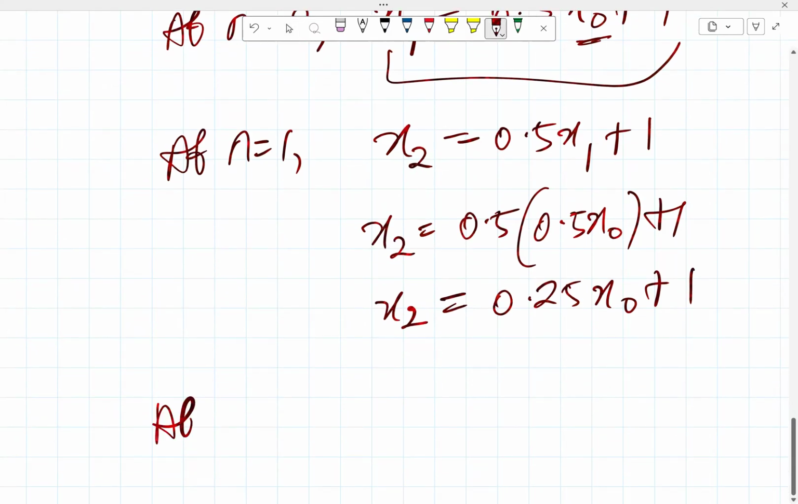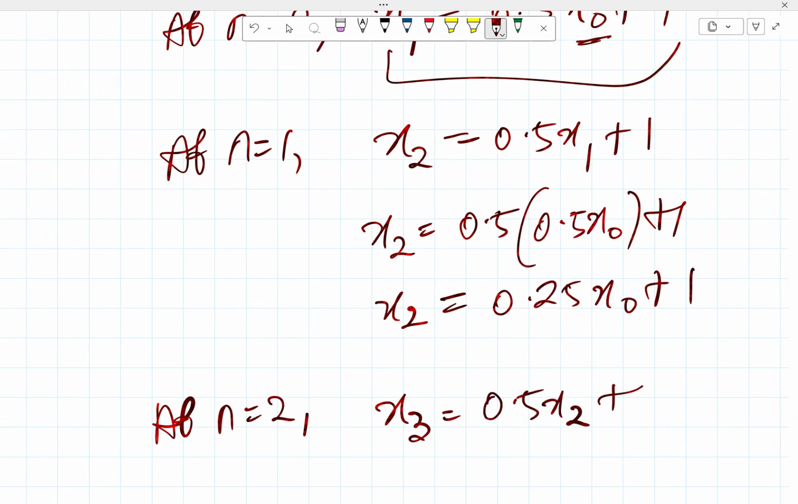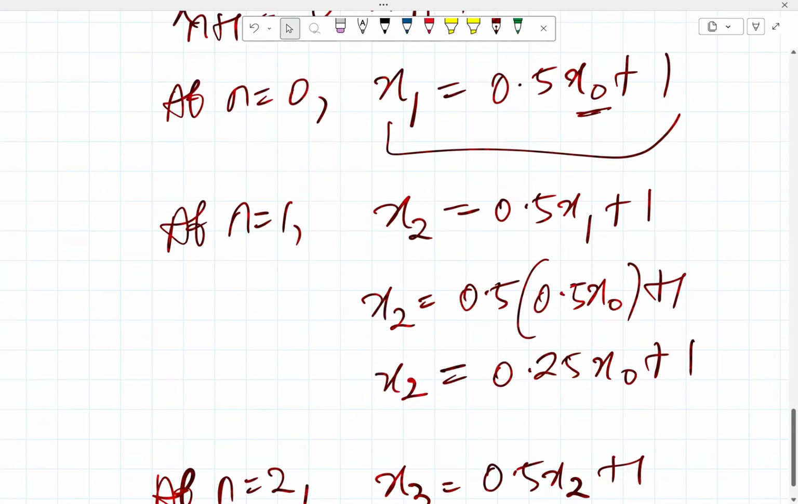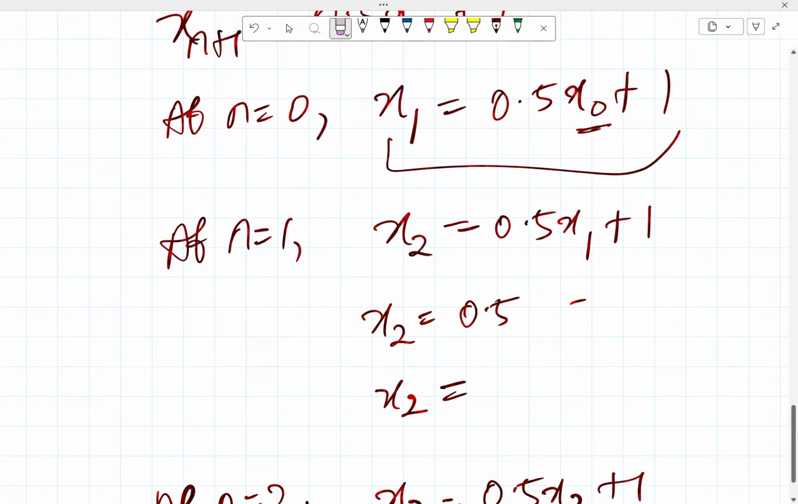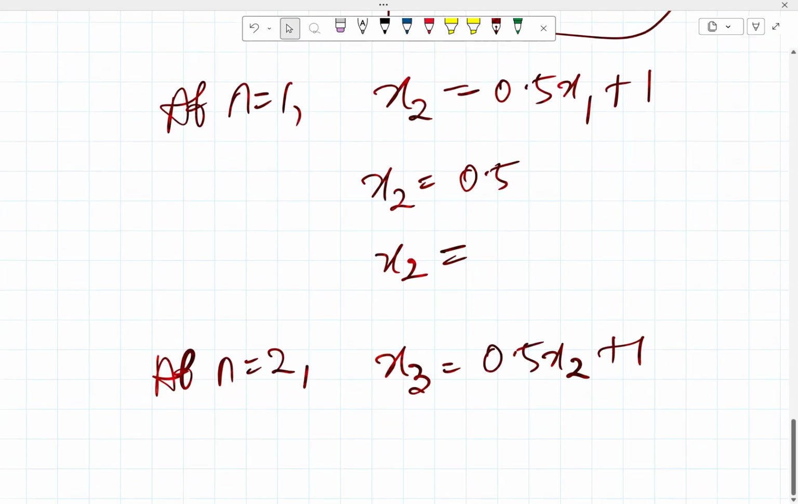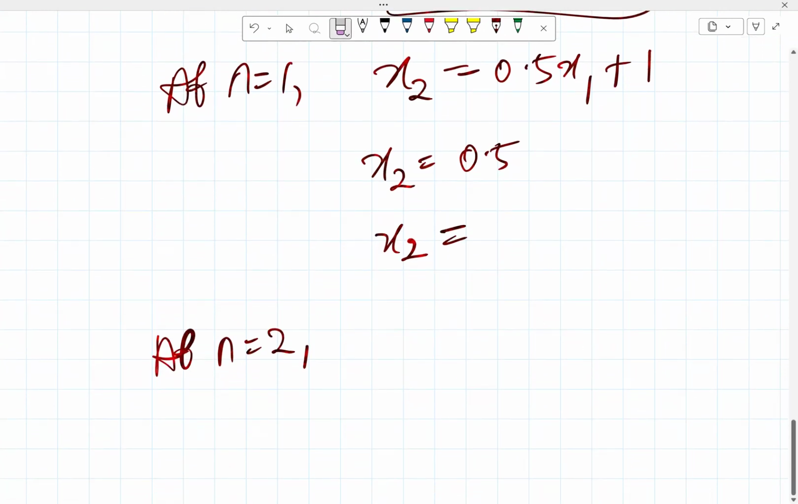So if I now go for n equals 2, what happens? It means that x3 is equal to 0.5 x2 plus 1. And then that means, oh, what did I even do here? Now you can see how messy things can easily get. I didn't even do anything as I should.